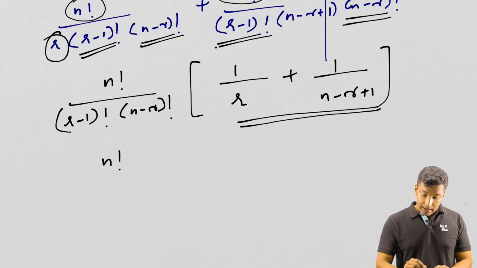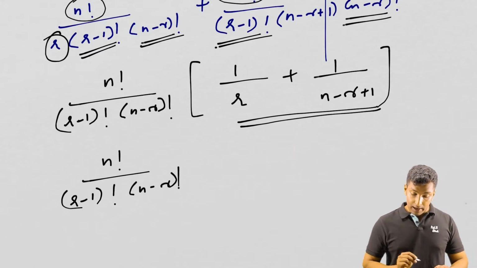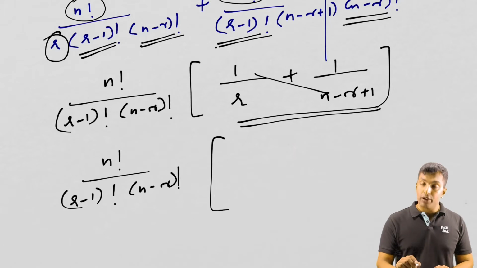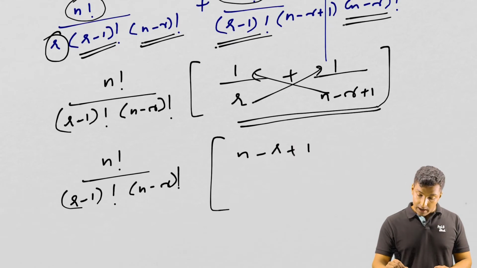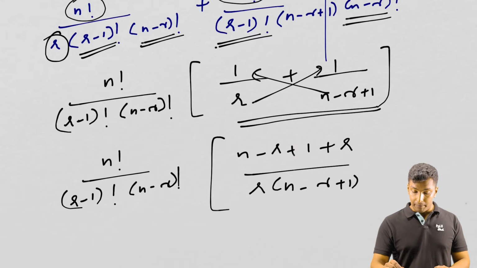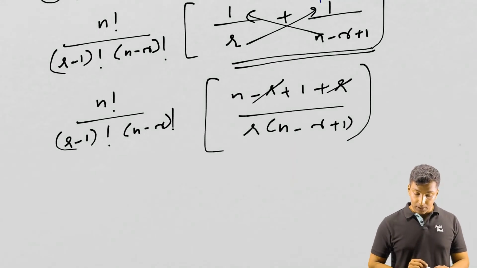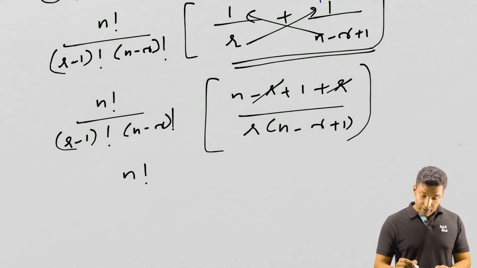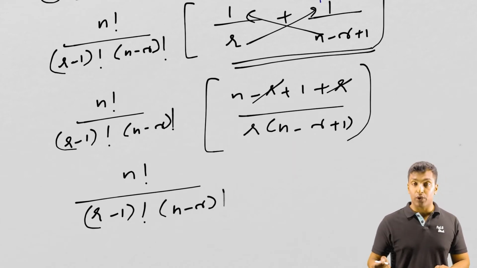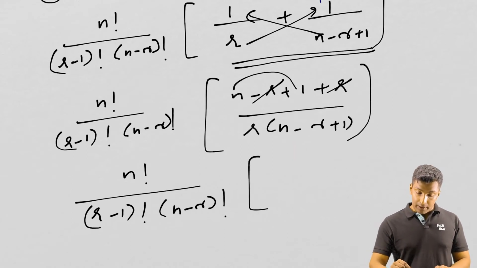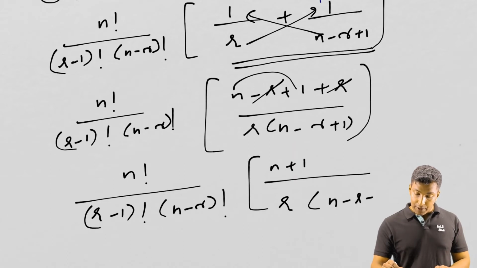So you can apply that, n factorial into r minus 1 factorial into n minus r factorial into, now this will go here when you apply LCM, this will go here. So n minus r plus 1 plus r divided by r into n minus r plus 1. This r and r will get cancelled out. Now what is left out? n factorial divided by r minus 1 factorial into n minus r factorial, okay, into n plus 1, n plus 1 divided by r into n minus r plus 1.